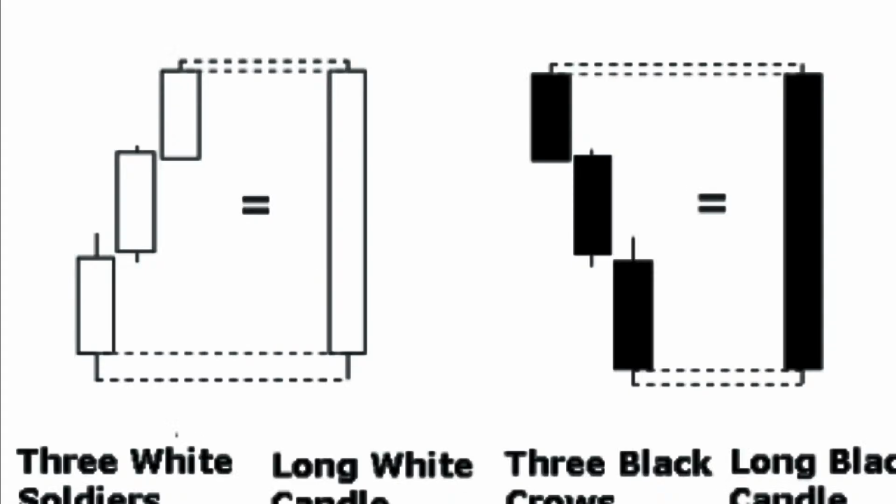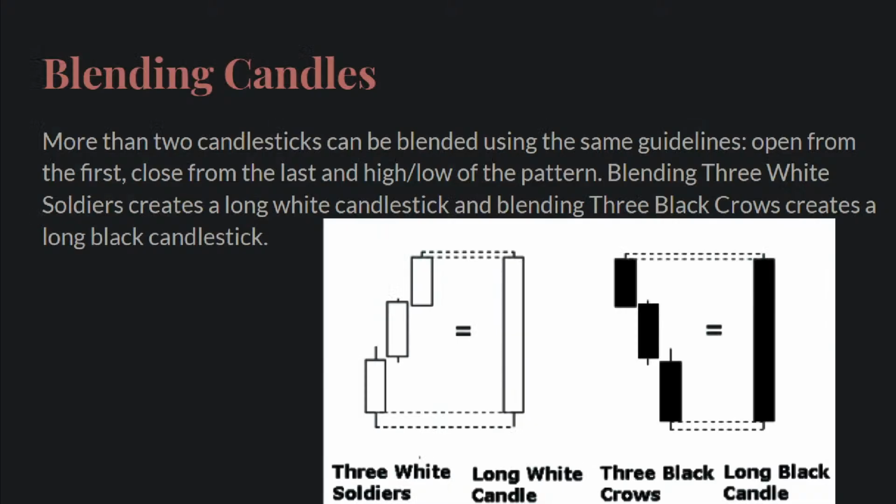I should have done this one first. Basically, if we have three up candles on the 2 minute, our 5 minute is going to look like this, because it's going to be one thick candle that will incorporate all of the moves that we've had prior to making this candle. That's what I really wanted to show there. But more than two candlesticks can be blended using the same guidelines: open from the first, close from the last, and the high and low of the pattern. Blending three white soldiers or three long candlesticks, and blending three black crows represent a black candlestick.